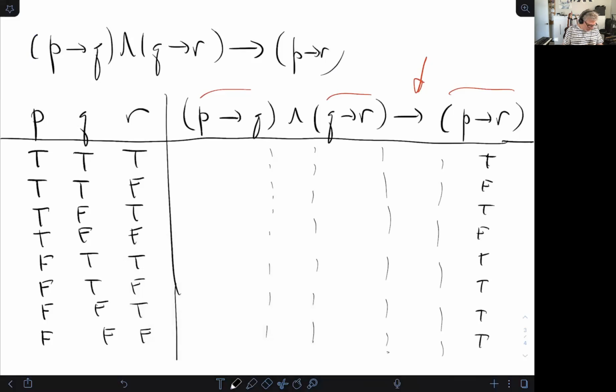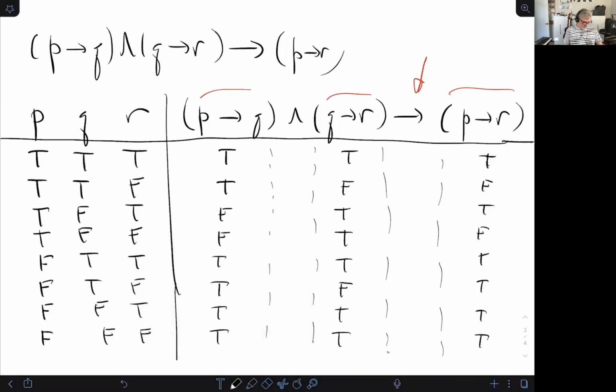So, okay, let's do P implies Q. P implies Q, same thing. This is always true unless you get true, false. So this is false, false, true, true, true, true. Okay, then Q implies R, same thing. So this will be true, false, true, true, true, false, true, true.